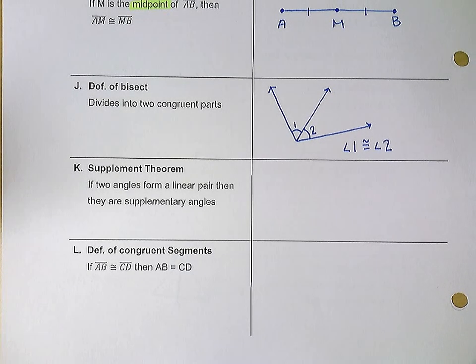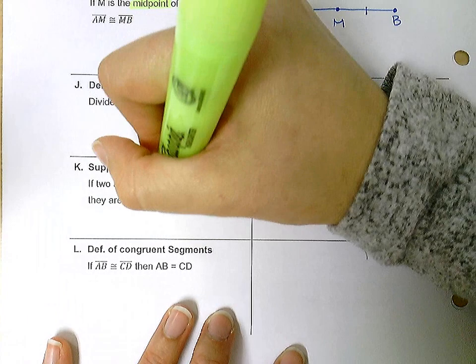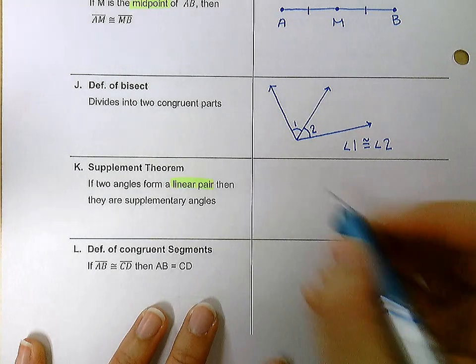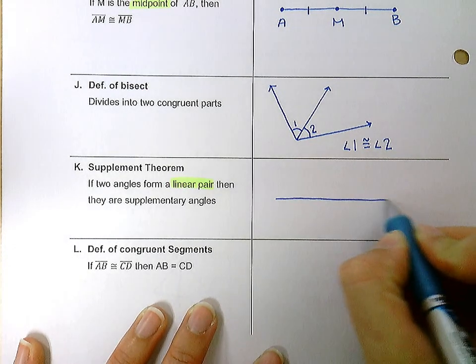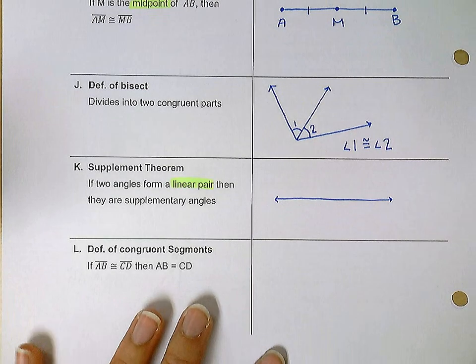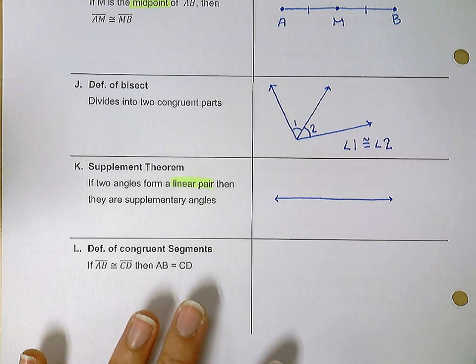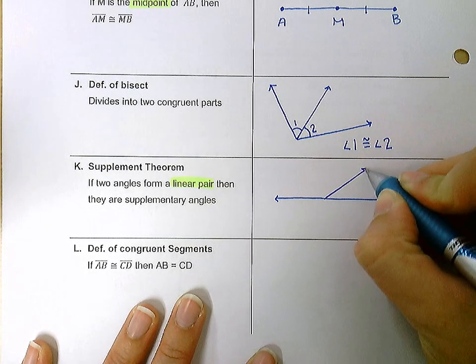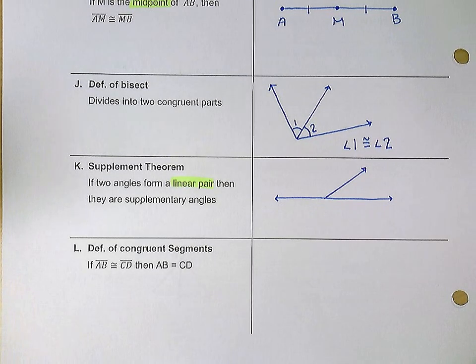Okay, the next one is supplement theorem. That one states if two angles form a linear pair, then they are supplementary. Your key word in this one is linear pair. So it has to form a linear pair. Now I'm going to draw out what a linear pair is if you forgot. A linear pair has to form a straight line, and it is two angles that form that straight line.